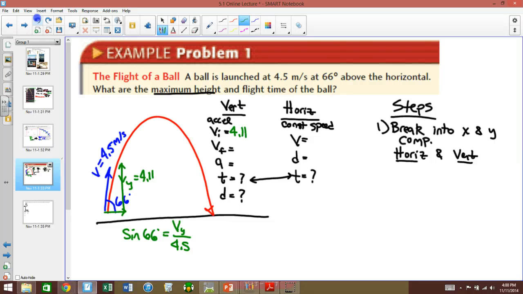Now I'll use the cosine to find the velocity in the x. So I'll just call this the velocity in the x over 4.5. So I'll take the cosine of 66. And I'll multiply by 4.5. And I get 1.83. That's the horizontal.